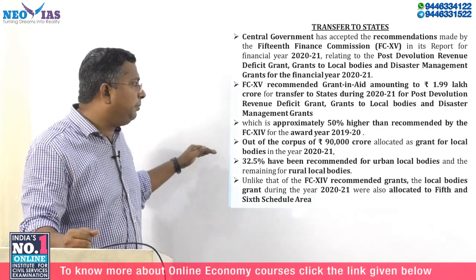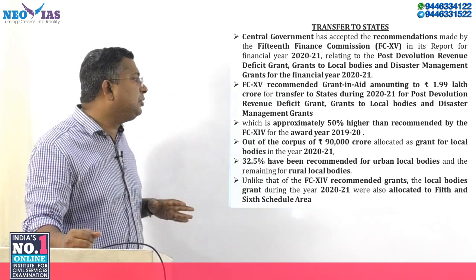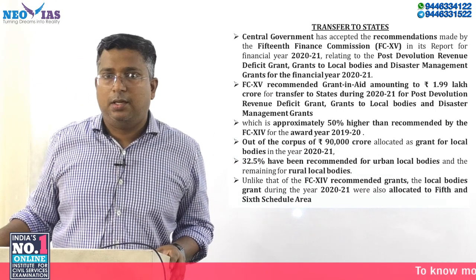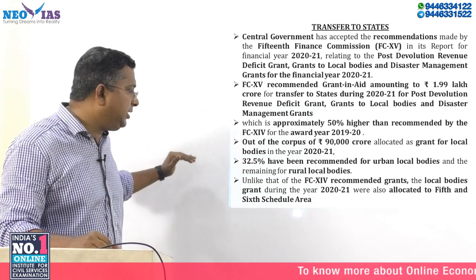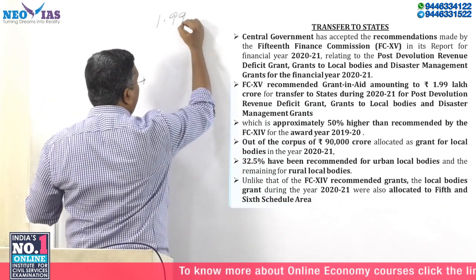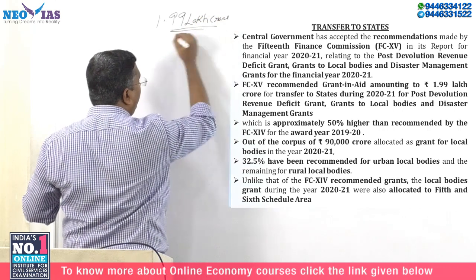Out of this corpus, out of this 1.99 lakh crore, 90,000 is allocated to local bodies. 90,000. Out of this 90,000 to local bodies, see, 1.99 lakh crore is the total transfer for the financial 1 year.